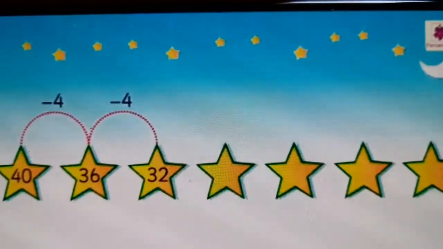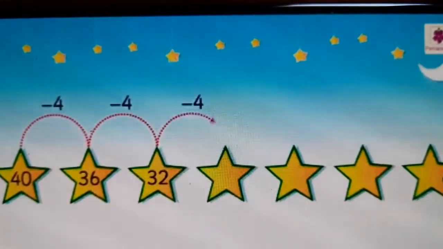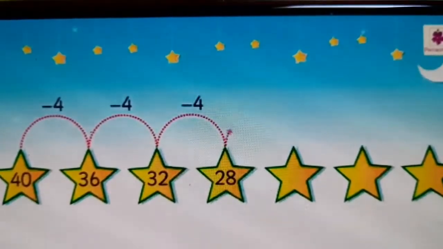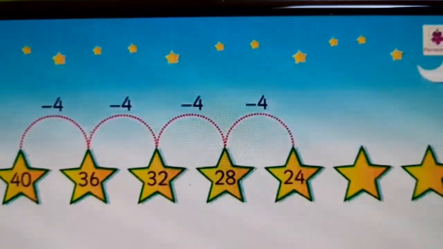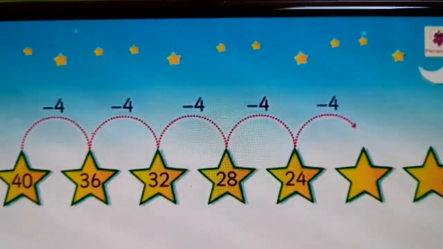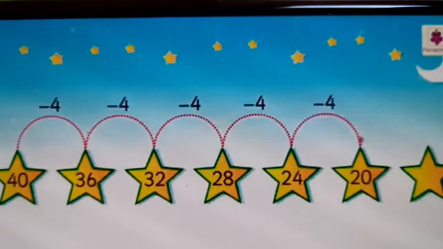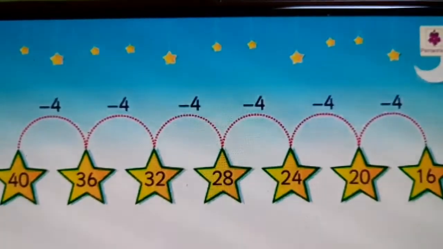So, we get the 4 numbers as 28, 24, 20, and 16.